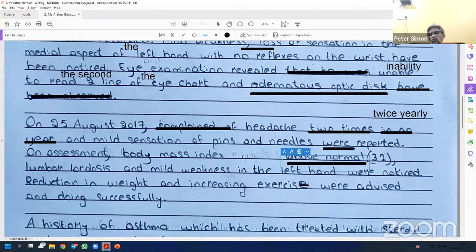So "and" is already there, so we are changing it to "as well as". Weight reduction and increasing the intensity as well as duration of exercise. Intensity and duration of exercise were advised.